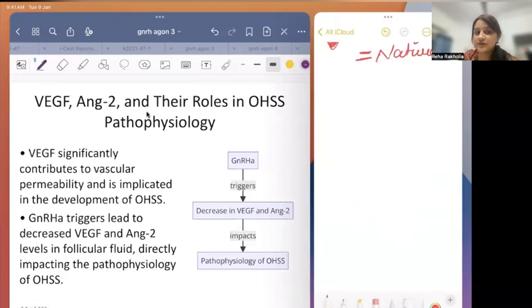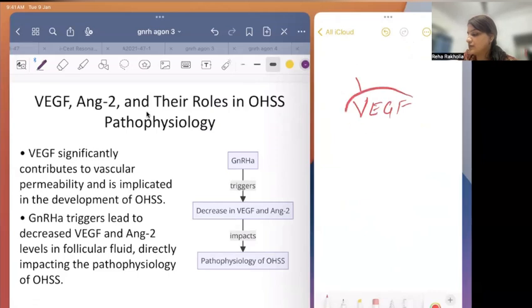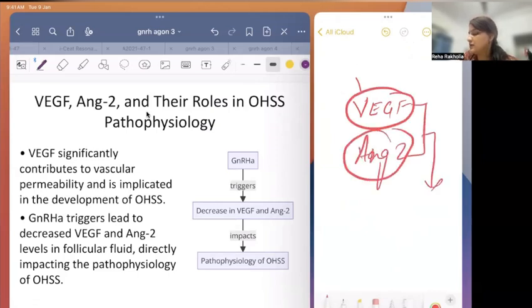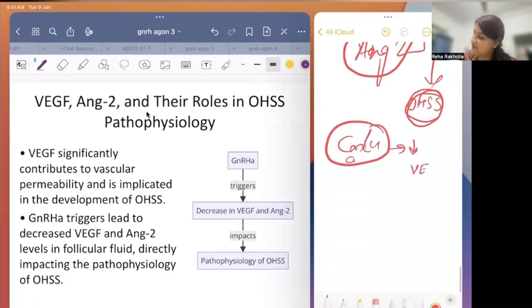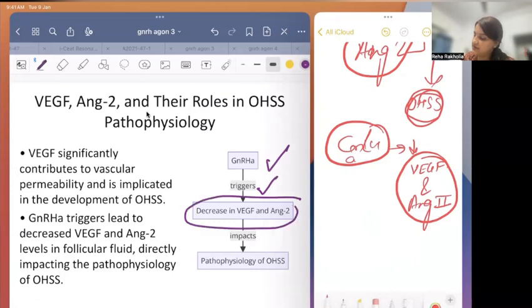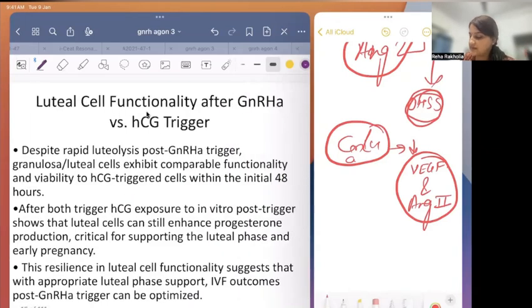Then VEGF, angiotensin 2 and their role. We all know VEGF and angiotensin 2 lead to OHSS. So what does the GnRH agonist trigger do? It decreases these two molecules, VEGF and angiotensin 2. So what will it do? It will prevent OHSS. This is clear. GnRH agonist trigger decreases VEGF and angiotensin 2, so it will decrease the OHSS risk.